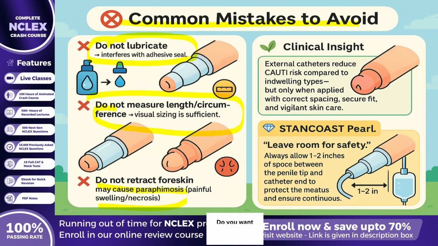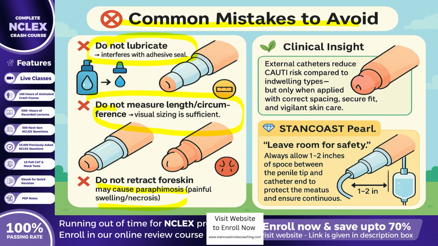Leaving the foreskin retracted in an uncircumcised client can cause a tourniquet effect, impairing circulation and resulting in painful swelling or tissue necrosis of the glans penis. Always ensure the foreskin is returned to its natural position after application to maintain proper blood flow and tissue safety.